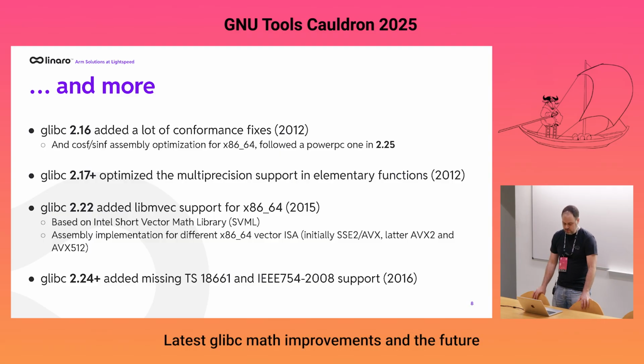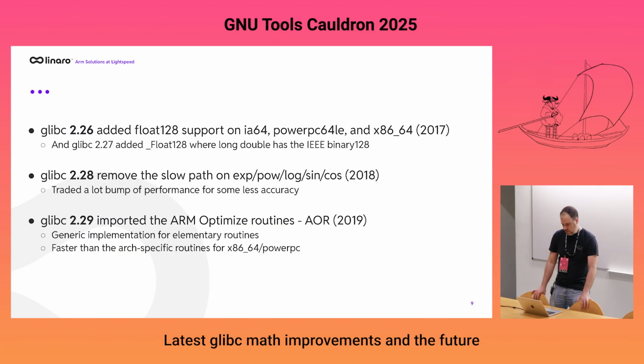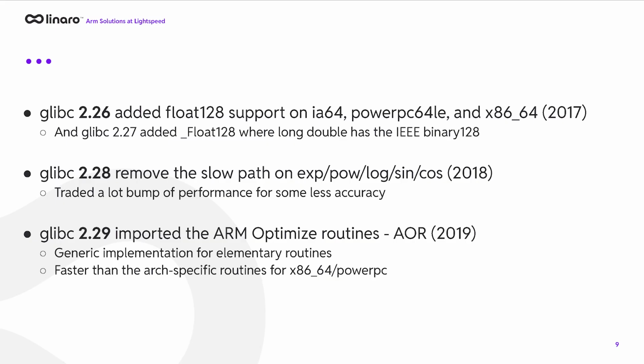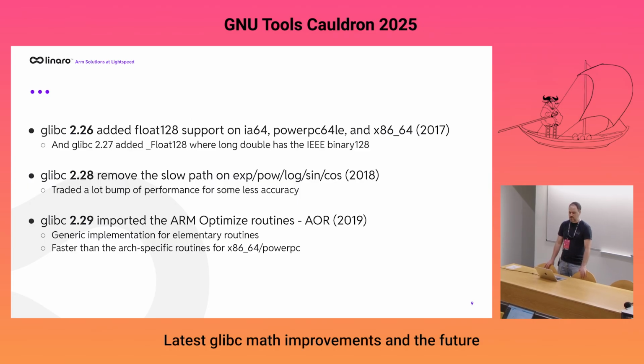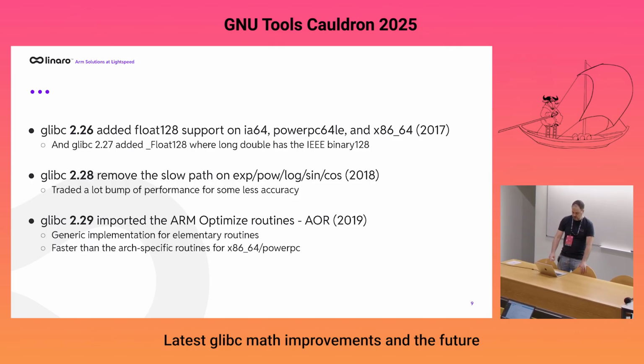And in glibc 2.24, we added some missing functions for some C standard extensions. And a bit more, and in 2.36, we added float128 support on some architectures, x86 as an extension, and we also added this new type where long double is float128.